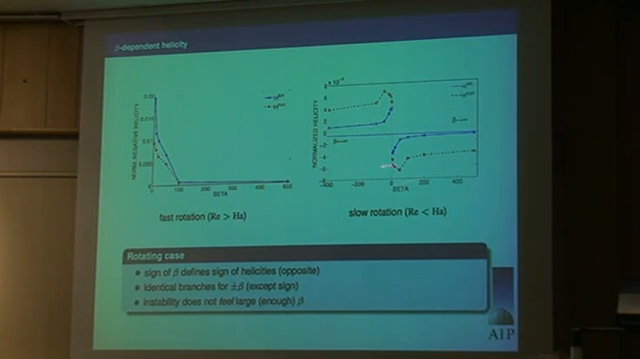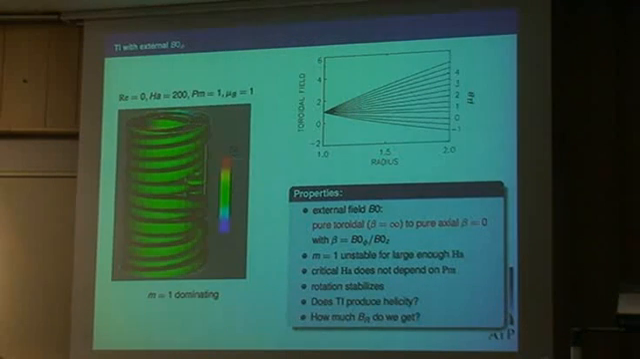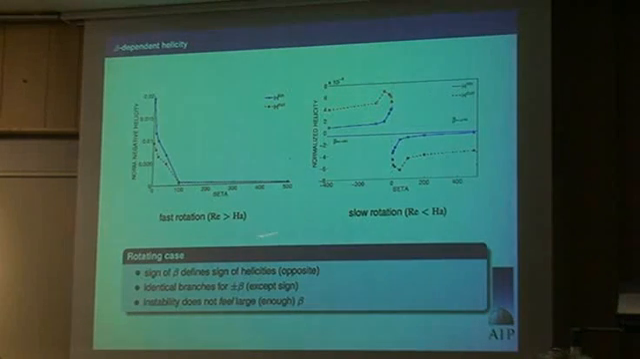What is beta? Beta is the ratio between the toroidal and the axial field. This ratio. So that means a pure toroidal field here has a very small helicity compared with the case where you have an axial field added additionally.